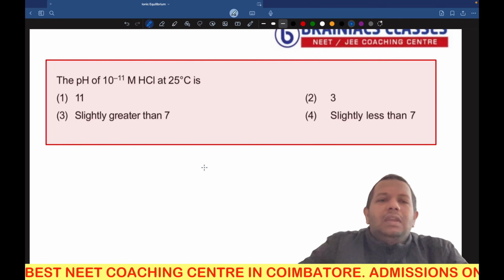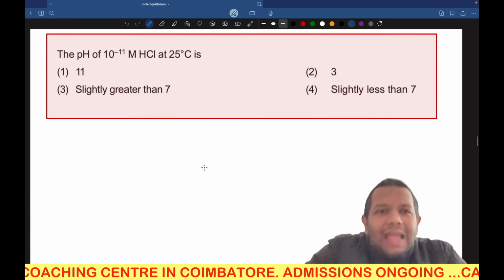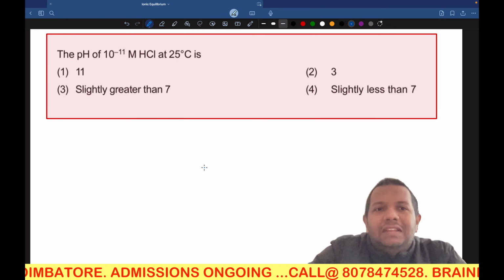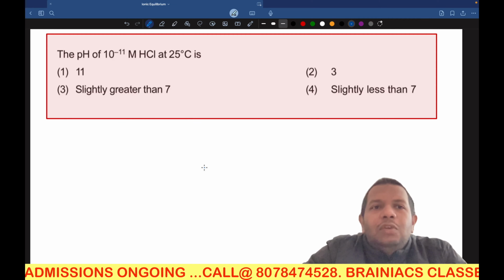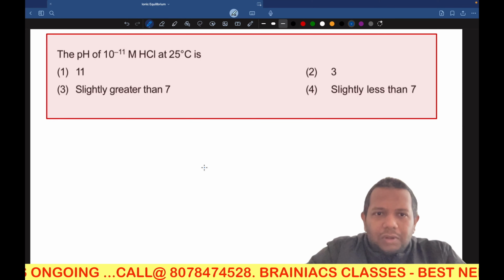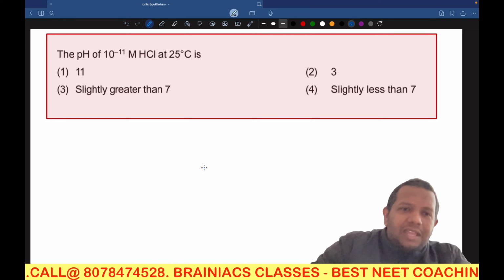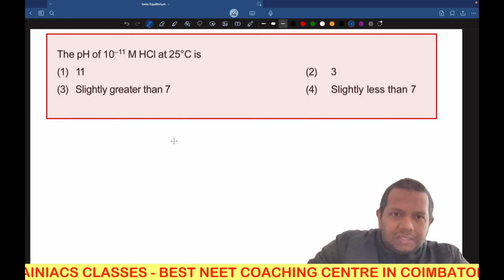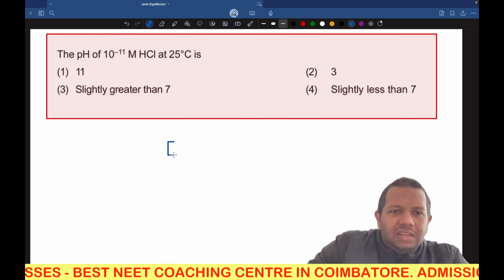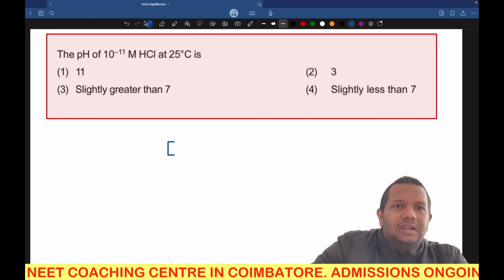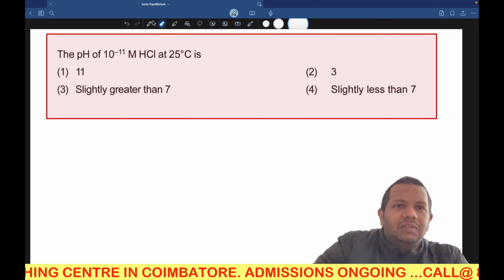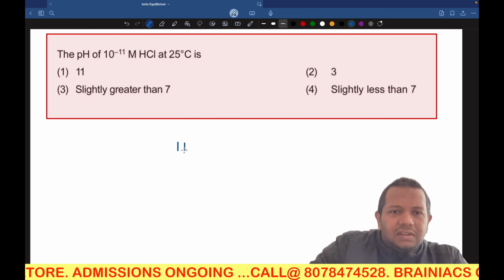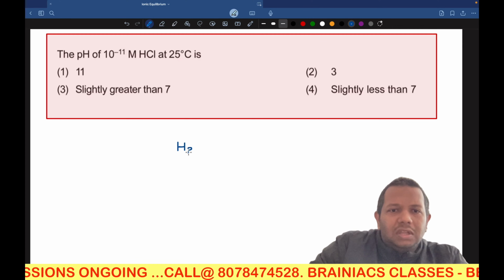If the concentration of the acid or base that is given is very less, or less than that of the water present in that solution, then you need to consider the water also. Note it down, very important. Water undergoes ionization, correct? Water is a very weak electrolyte, so it can undergo ionization. How will water undergo ionization? You have water, H2O.